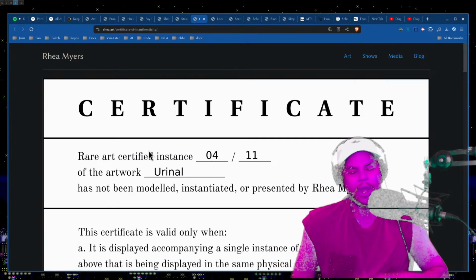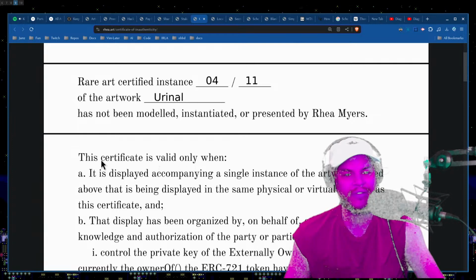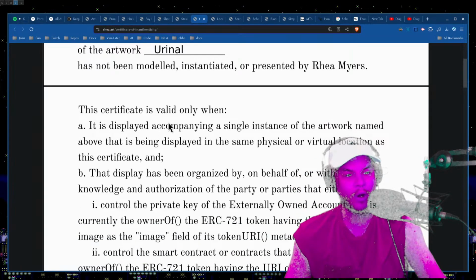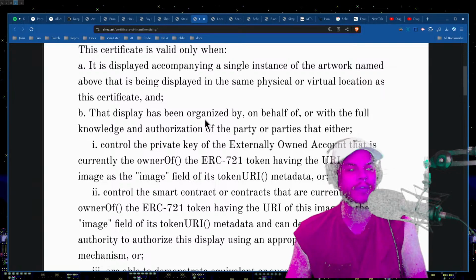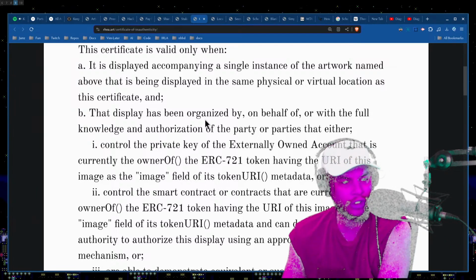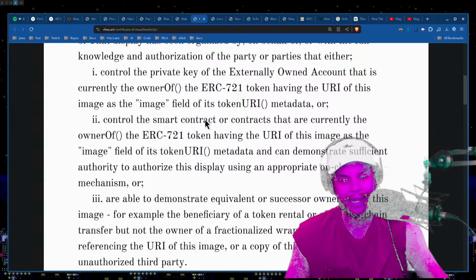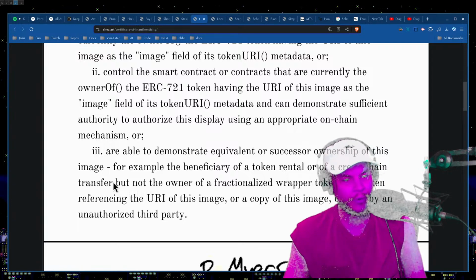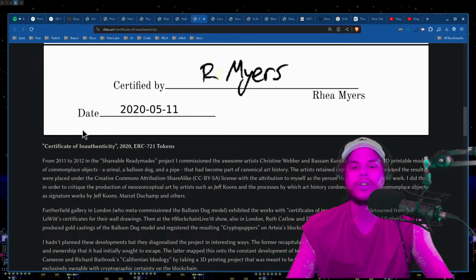So here we go. Certificate. Rare Art Certified Instance 411 of the artwork Urinal has not been modeled, instantiated, or presented by Rhea Myers. The certificate is only valid when it's displayed accompanying a single instance of the artwork named above that is being displayed in the same physical or virtual location as this certificate, and that display has been organized on behalf of or with the full knowledge and authorization of the party or parties that either control the private key of the externally owned account that is currently the owner of the ERC20 token, having the URI of this image as the image field of its token URI metadata, or the control of smart contract or contracts that are currently the owner of, having the URI of this image as the image field of its token URI metadata, and can demonstrate sufficient authority to authorize this display using an appropriate on-chain mechanism, or are able to demonstrate equivalent or successive ownership of this image, for example, the beneficiary of a token rental or a cross-chain transfer, but not the owner of the fractionalized wrapper token or a token referencing the URI of this image or a copy of this image created by an unauthorized third party. Whoo, baby! So this is just, law is art.